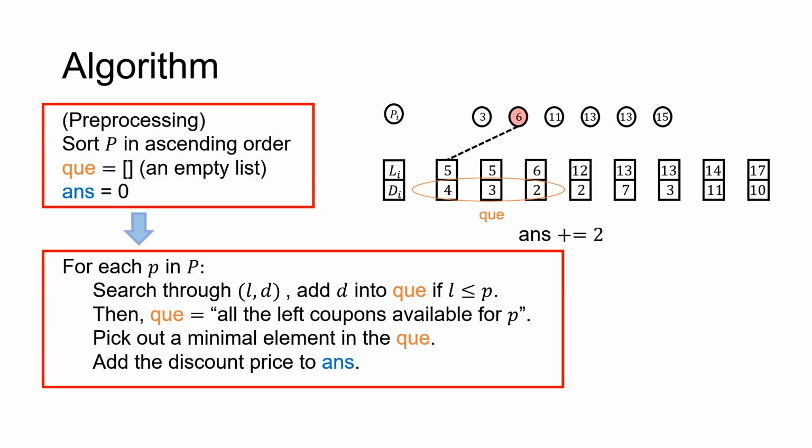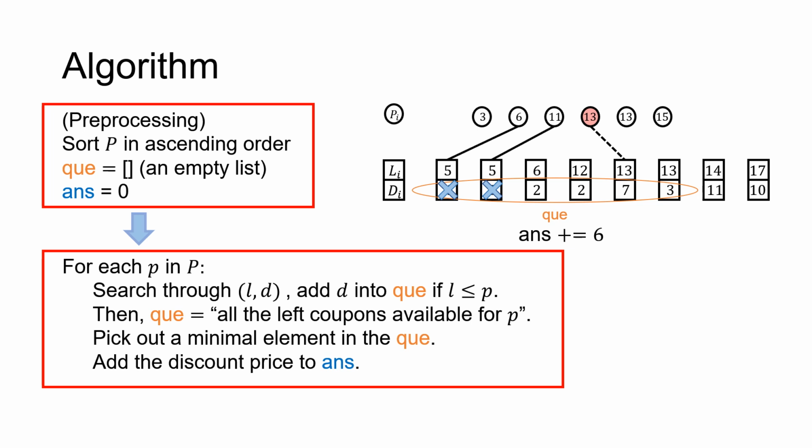We then select the value of 4 from the queue and use its coupon for the item with a price of 6. We also add 2 to ans. Next, we consider the item with a price of 11. Although we don't add new coupons to the queue, there are still 2 coupons in it. We prefer to use the coupon with a discount of 3, so we remove 3 from the queue.